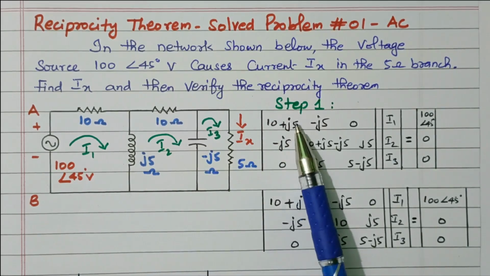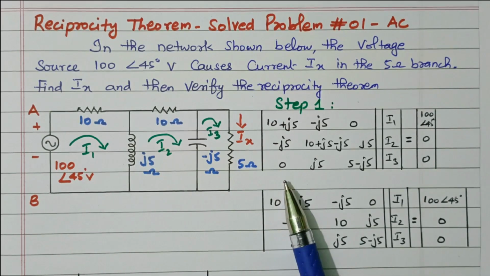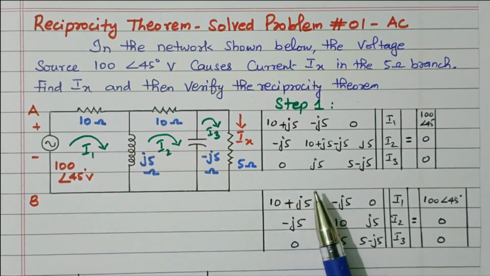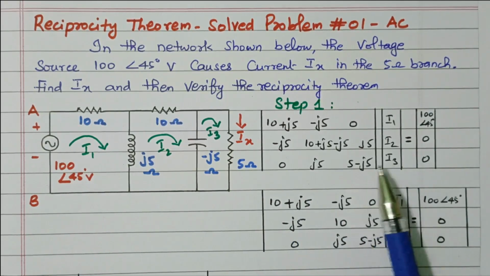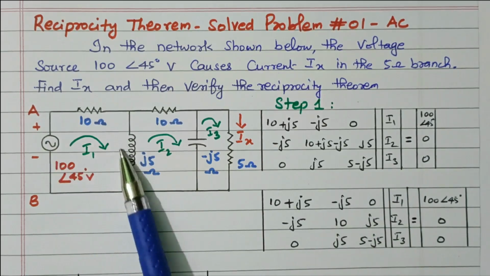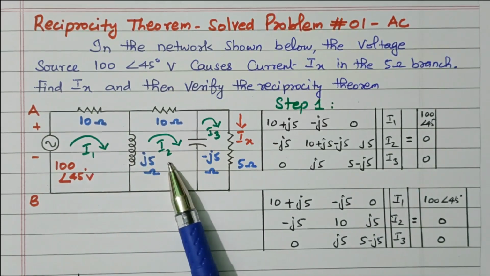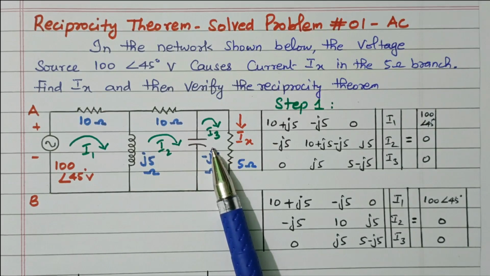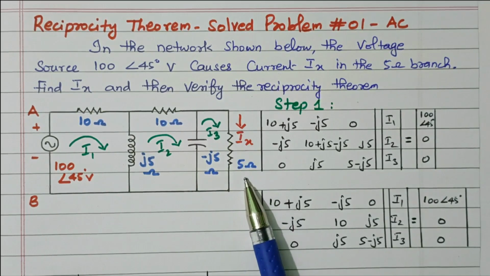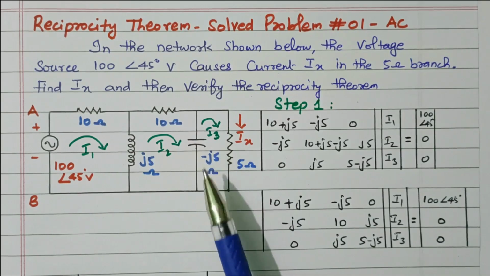So we go to step 1. As it is, we will proceed and find the value of Ix. We will follow the matrix method, Kirchhoff's voltage law, the loop method using matrix. V equals I into R. This is the voltage matrix, current matrix and resistance matrix. We have 3 loops: loop 1, loop 2, loop 3. I1 is the current in loop 1, I2 in loop 2, I3 in loop 3. This I3 is nothing but Ix, the same current flowing through the 5 ohm resistor. What we need to find is Ix, that is I3.